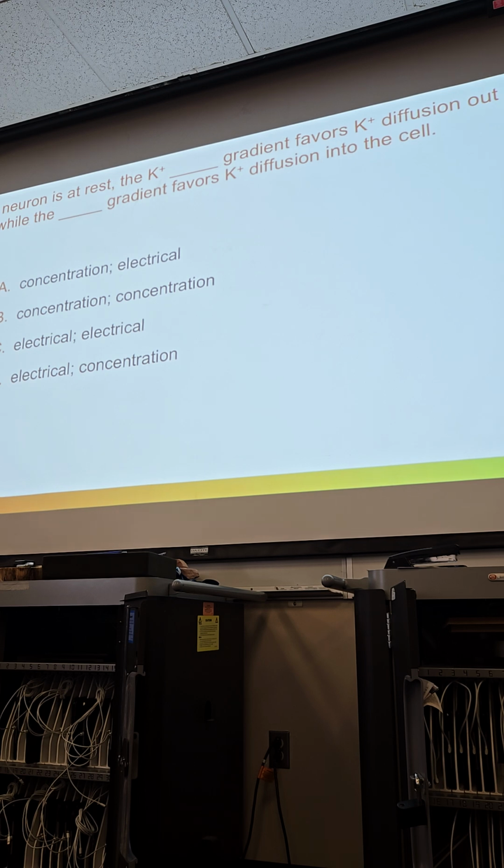When a neuron is at rest, the potassium concentration gradient favors potassium diffusion out of the cell, while the electrical gradient favors potassium diffusion into the cell. A is the correct answer.